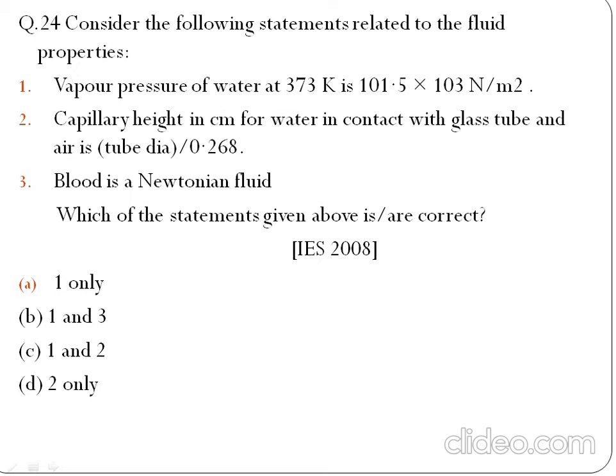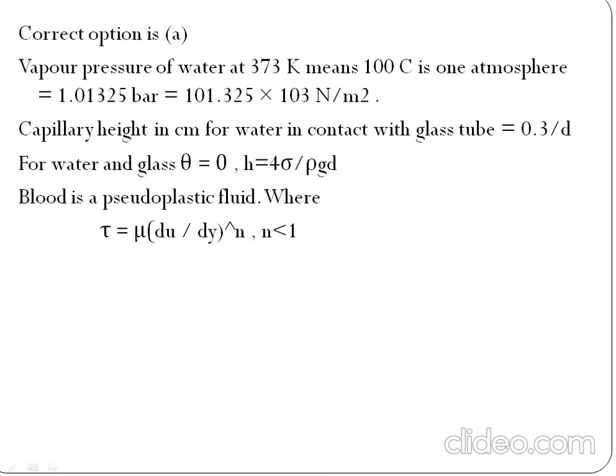Correct option is A, because vapor pressure of water at 373 Kelvin or 100 degree centigrade is 1 atmospheric pressure, which is equal to 1.01325 bar. Capillary height in centimeter for water in contact with glass tube is 0.3 by D. For water and glass, theta is equal to 0, so h is equal to 4 sigma by rho g D. Blood is a pseudoplastic fluid where tau is equal to mu (du by dy) to the power n, and hence n is less than 1.